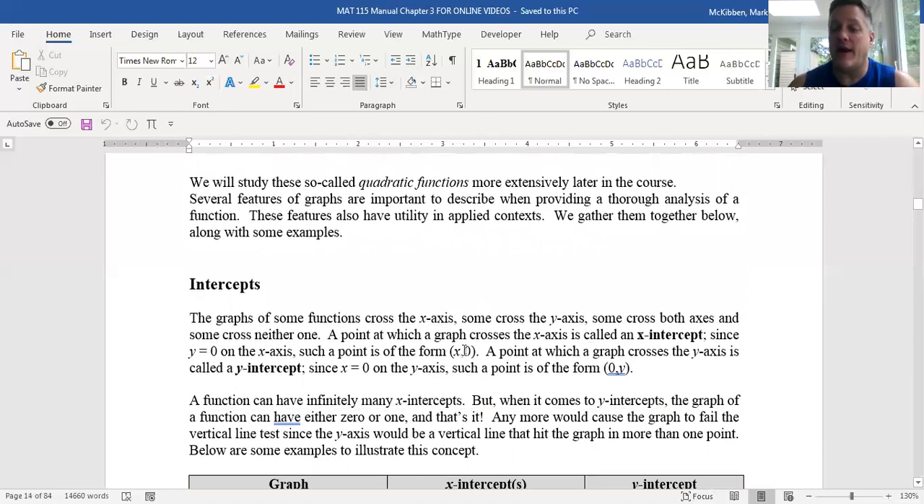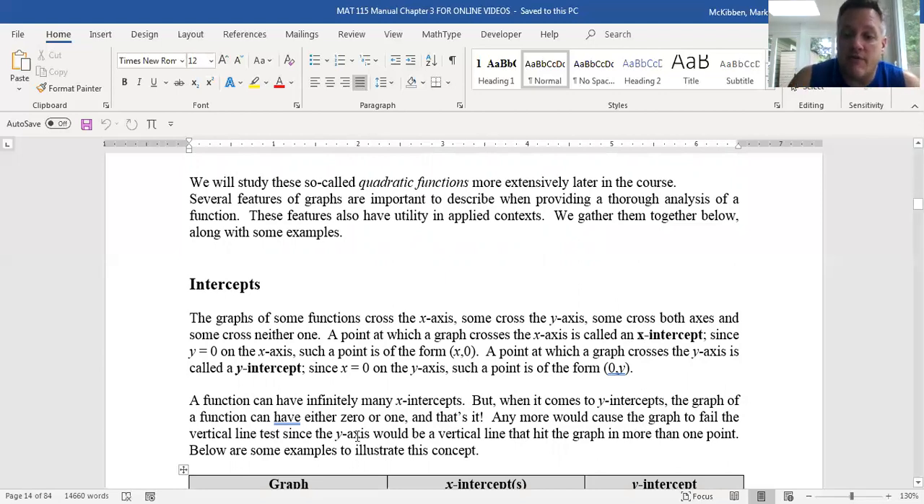All right, and so that tells you a way to find these. If you have an algebraic expression for a function, to find the x-intercepts, you set y equal to 0 and solve for x. If you want to find the y-intercept, you plug 0 in for x and you get the y value out. Keep in mind that you can only have one y-intercept, because if you had any more, the graph would not pass the vertical line test, right? The y-axis itself is a vertical line, and so if it crosses the function's graph more than once, that graph would not pass the vertical line test.